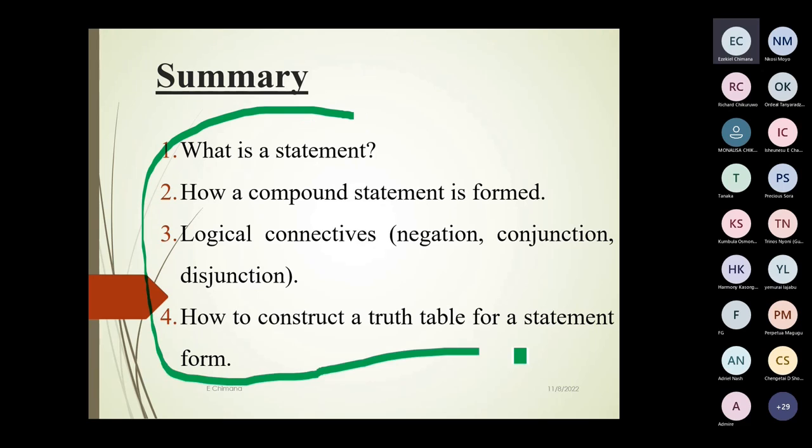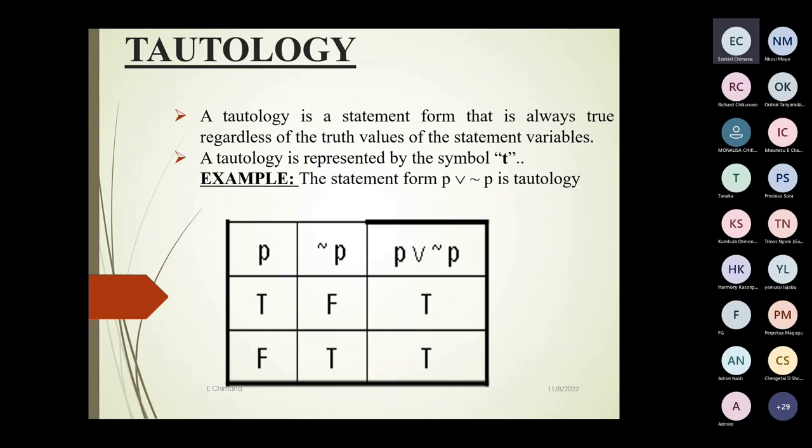So the summary that we can draw here, of what we have done: what a statement is, how a compound statement is formed, logical connectives, the negation, the conjunction, the disjunction, and how to construct a truth table for a statement form. This is what we have actually covered. So there is what we call a tautology. I don't know if there are questions before we continue here.